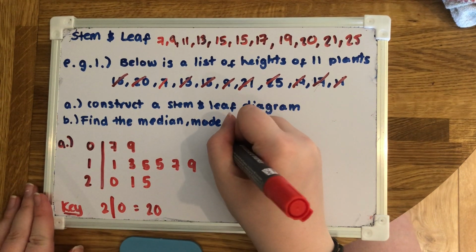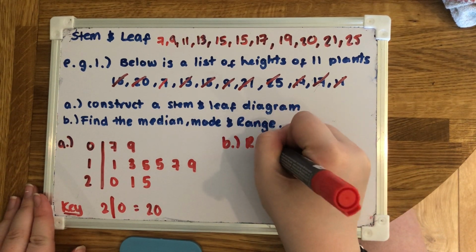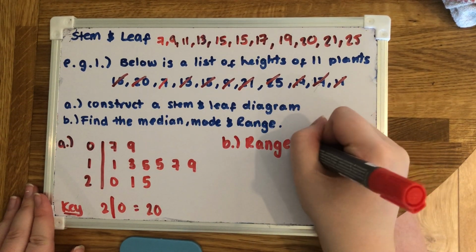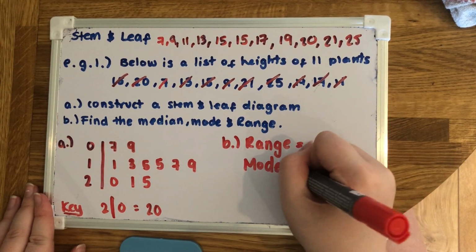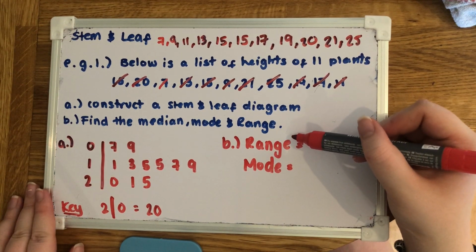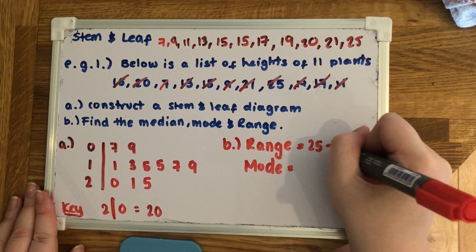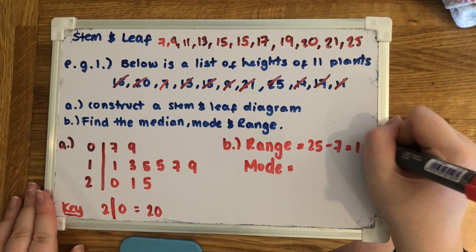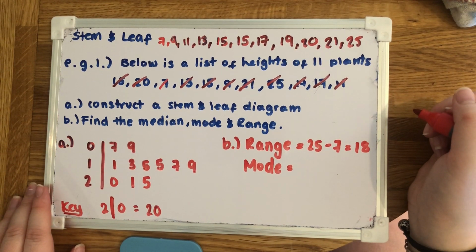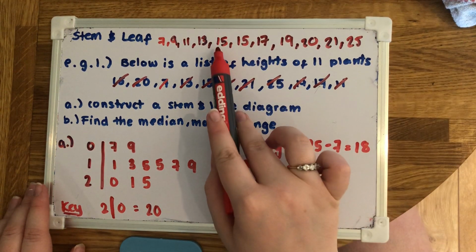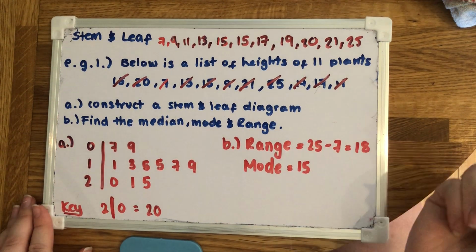Okay, so for B, I'm going to do the range and the mode first, just because they're really quick to do. The range is just the largest subtract the smallest. The largest is 25 and the smallest is 7. So we subtract those and that gives us 18. The mode is the number that appears the most. 15 is the only number that appears twice, whereas the rest just appear once. So the mode is 15.